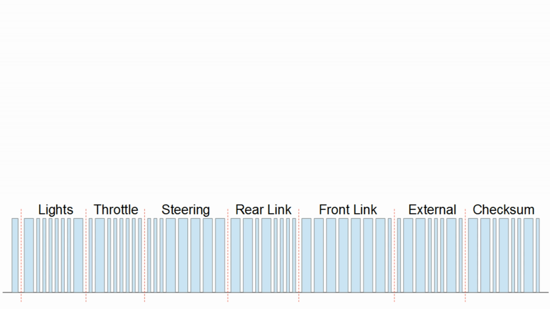So if we remove that, we now have 56 pulses, and 56 can be divided by 8, which is the size of a byte. So that leaves us with 7 bytes, each of which is 8 bits long. So I made a note of a couple of different positions of the controller, the steering turned left, the steering turned right, the lights on, the lights off.